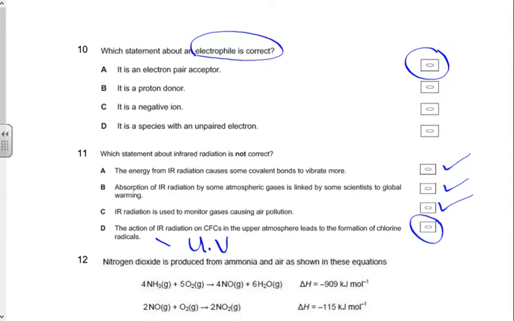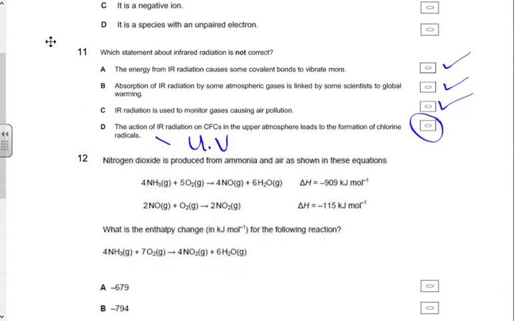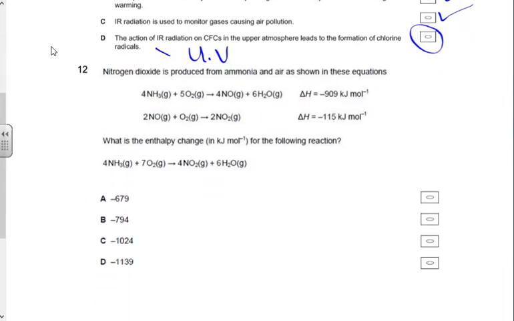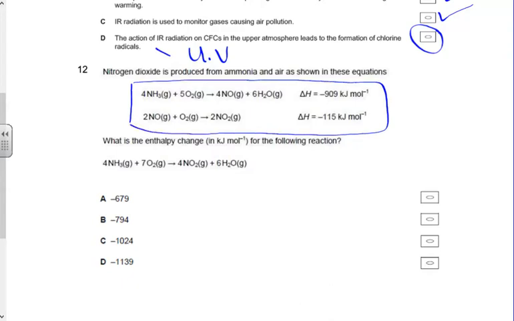Question 12 is about producing nitrogen dioxide from ammonia and the air. And we're given two equations. And then we're given an overall equation and asked to calculate the enthalpy change for this.